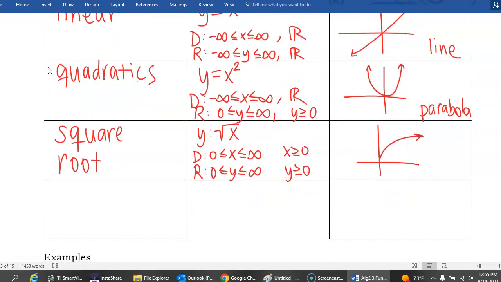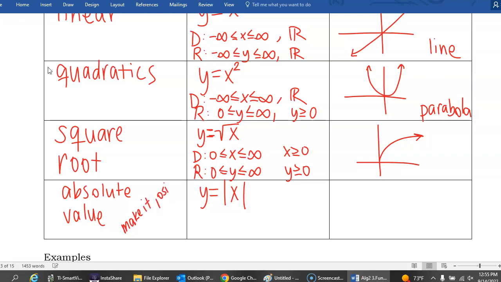And the fourth function I want to talk about is the absolute value function. Again, this is a function that you may or may not be too familiar with from history in other algebra classes. And we're looking at y equals a vertical bar and another vertical bar. Okay? And one way to think about it is make it positive. But mathematically speaking, we are talking about the distance from 0.